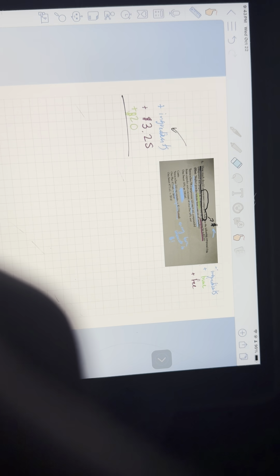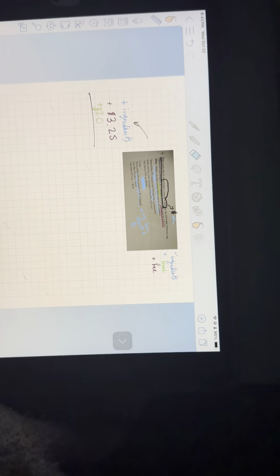So the dispensing fee, it tells us, is $3.25. The time is 20 minutes and it's 1 minute every dollar, so it's going to be $20. Now we're going to figure out the ingredients.